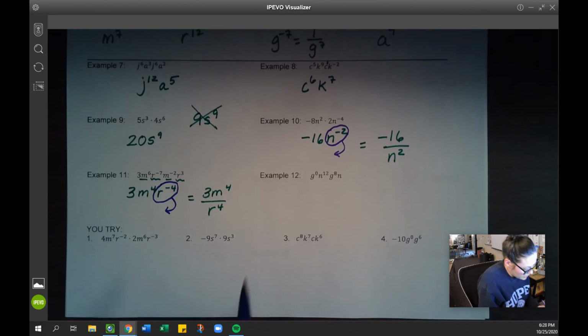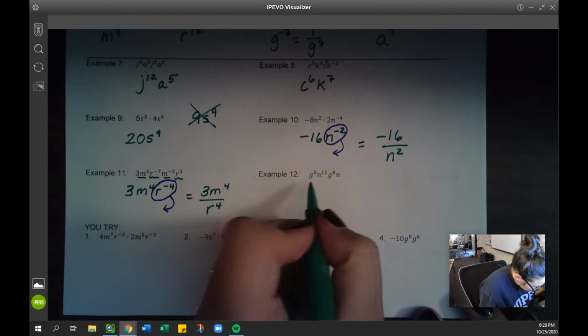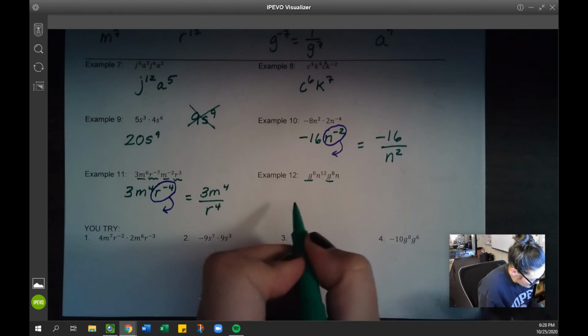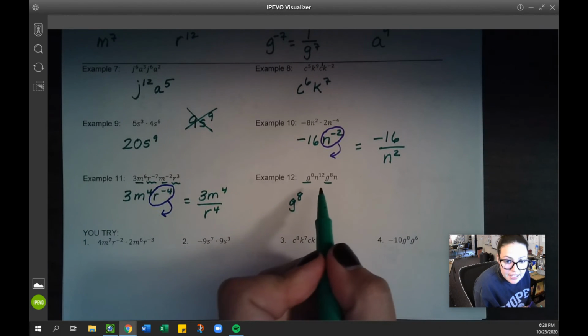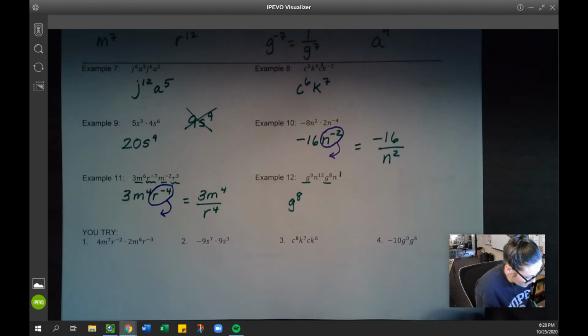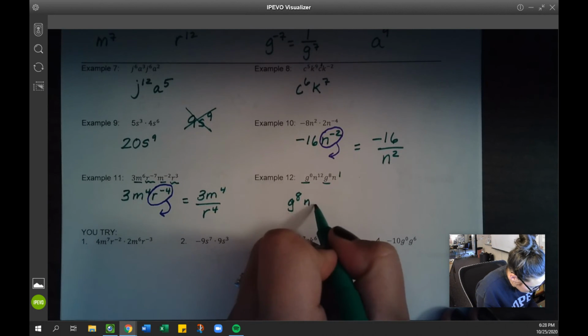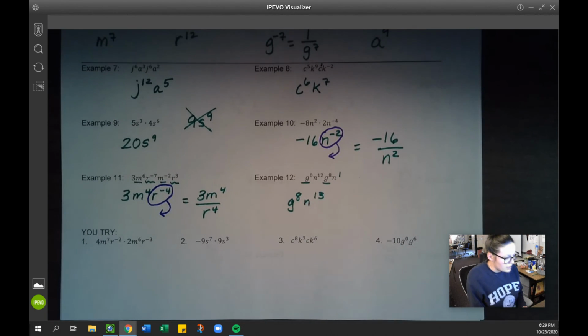All right, let's try another one. G to the 0 times g to the 8th. 0 plus 8 means I have g to the 8th. N to the 12th times n. N is really n to the 1st, so we have n to the 13th, and that's it.